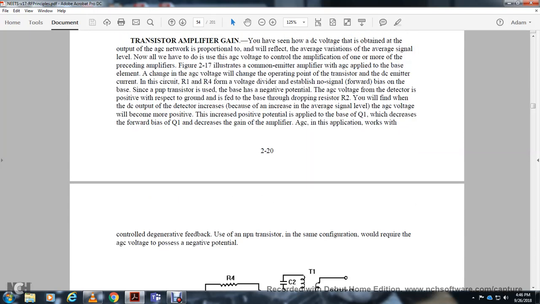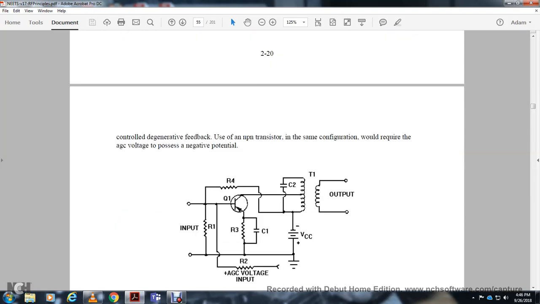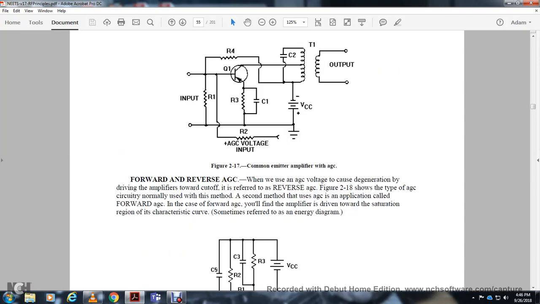The same configuration with a PNP transistor would require the automatic gain control voltage to have a negative potential. The figure shows the automatic gain control voltage input, resistor 1, resistor 2, resistor 3 and capacitor 1 on the transistor, resistor 4, capacitor 2 and the transformer 1 output, with the collector voltage and current, the forward bias, and reverse automatic gain control.